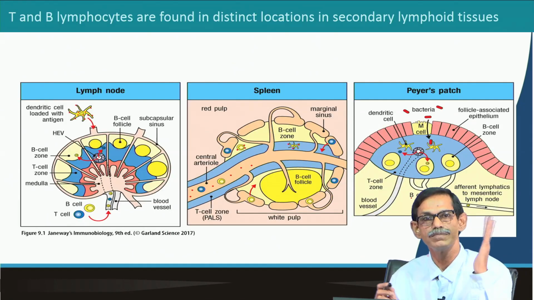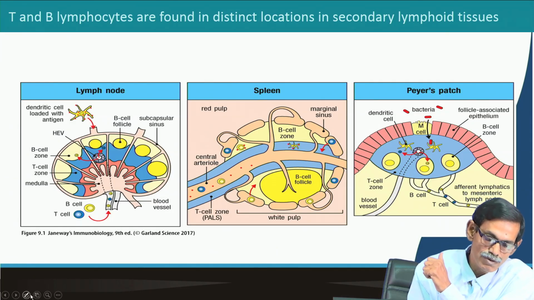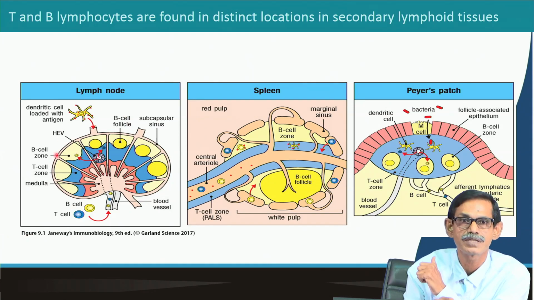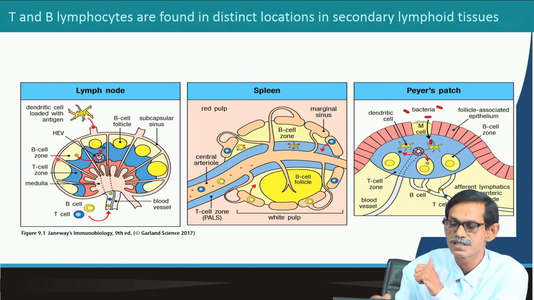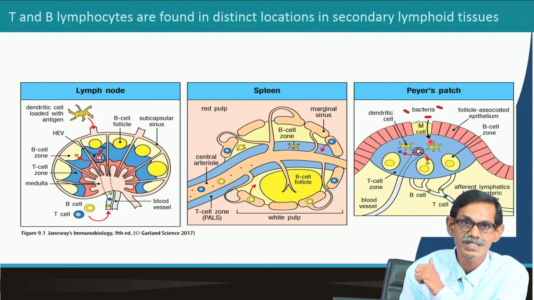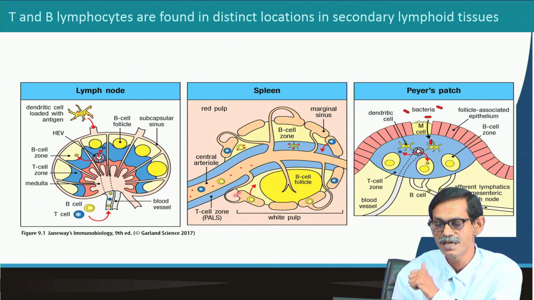Now I will quickly go through this, and you know this. This is the lymph node that you have seen in cross section, this is the spleen, and this is the Peyer's patch where the M cells are. Why are we showing it again? This blue zone is the T cell zone and the yellow zone is the B cell zone, and they are very distinctly located.